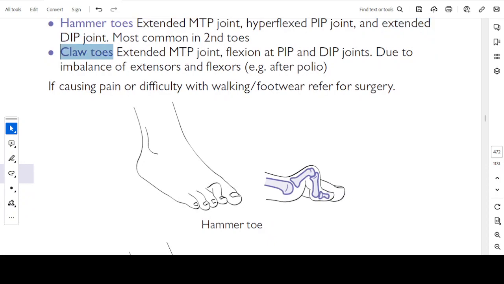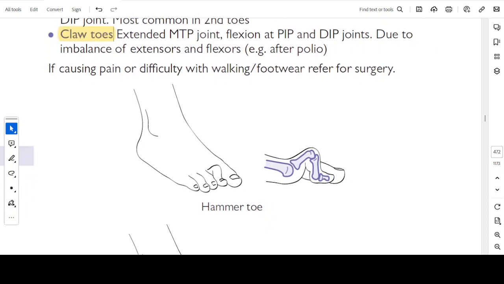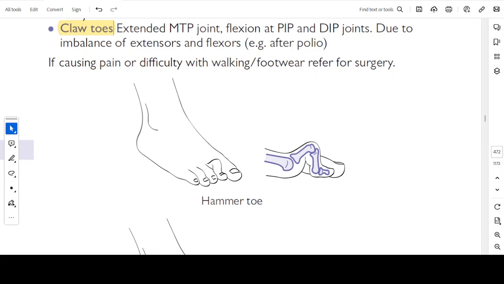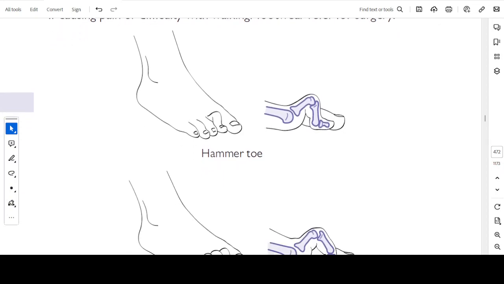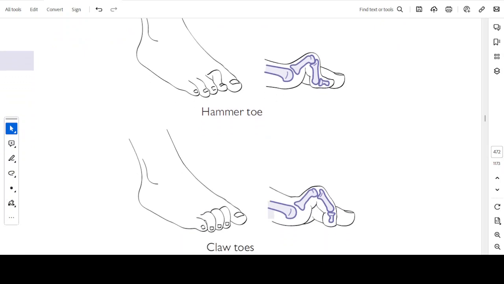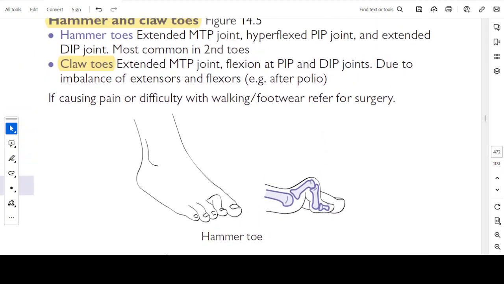Claw toes: there is an extended metatarsophalangeal joint. This one should be extended just like this. Flexion at the PIP joint and DIP joints. Yes, as I said, extension at the metatarsophalangeal joint, and flexion at the PIP and flexion at the DIP joints.